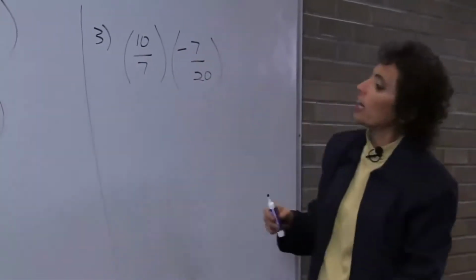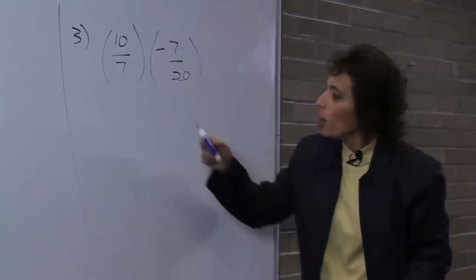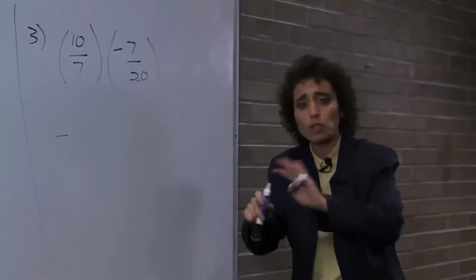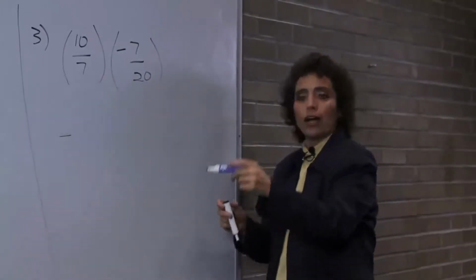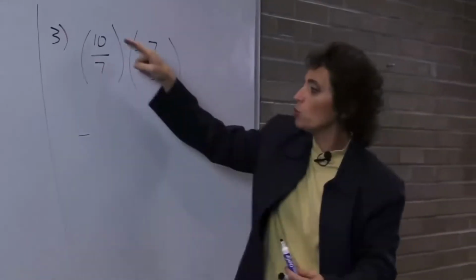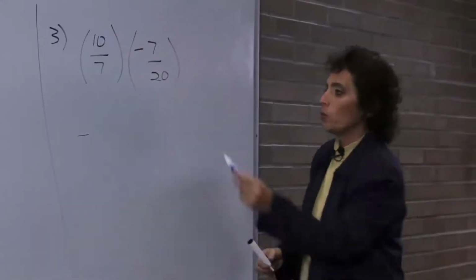Number 3, I like this one. This one looks really fun. Okay, we have a positive times a negative. That's going to be a negative because the signs are different. Now I'm going to disregard the sign altogether. Now I can go, remember, up and down if I want, or diagonally across because I have to go numerator with denominator. Okay, I'm going to go that way.